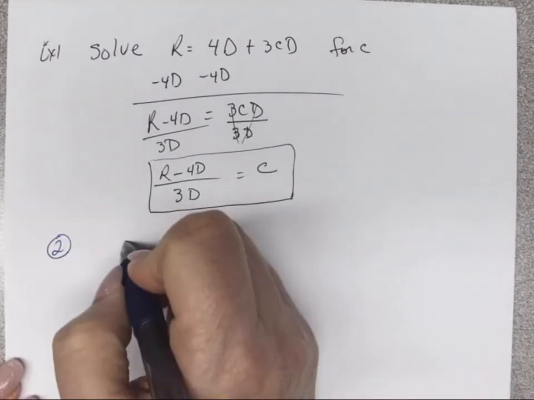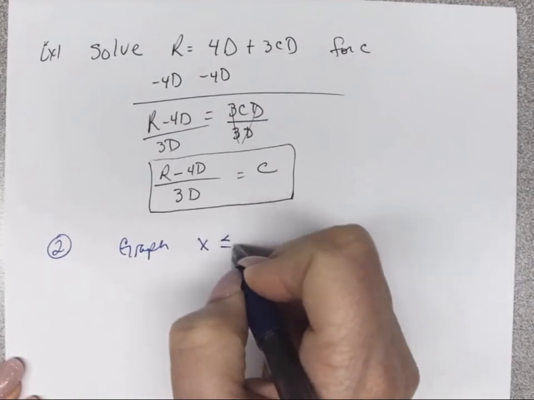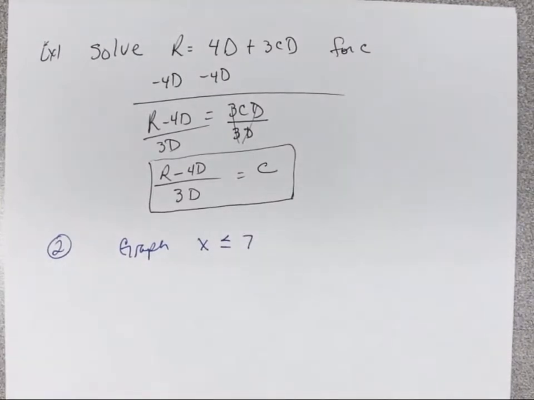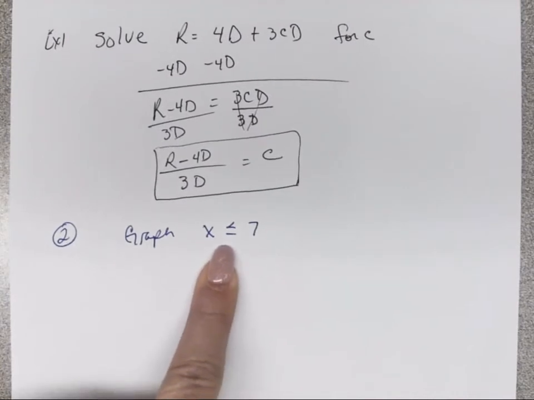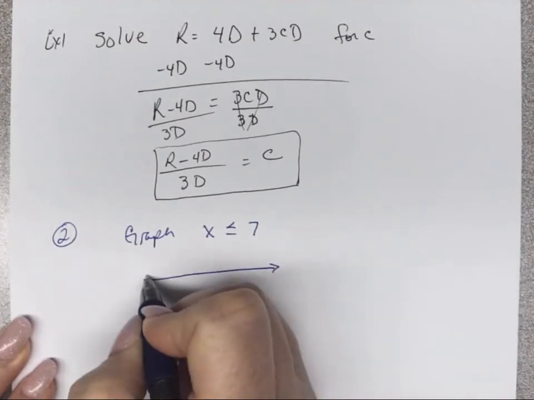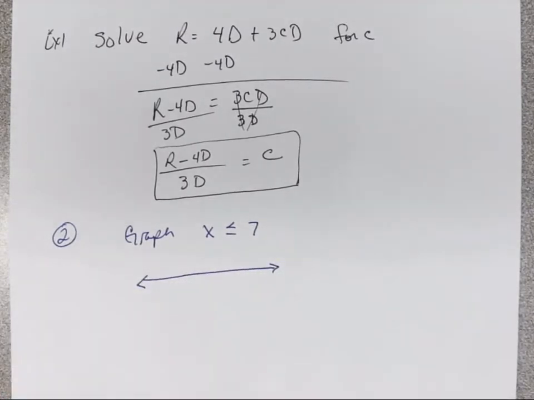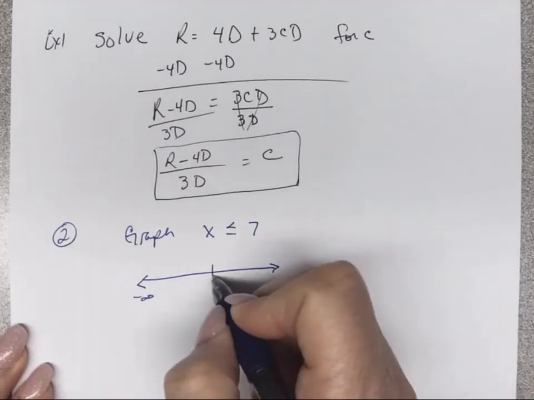Number 2, we are going to graph x is less than or equal to 7. So we're looking at graphing this. This is an inequality. And so to graph that, you're graphing it on a number line. You're not graphing that on a regular graph grid that we're used to. We're graphing on a number line. So negative infinity to infinity, and then put your 7.